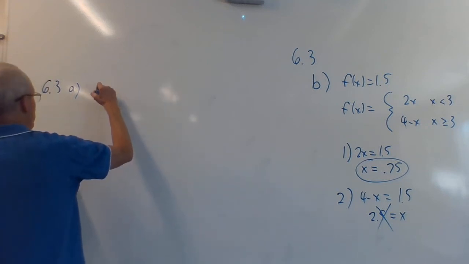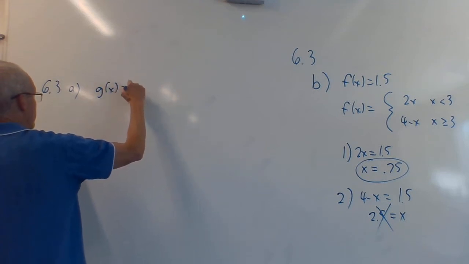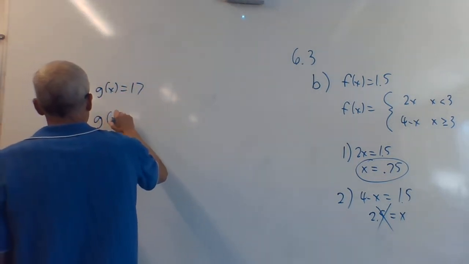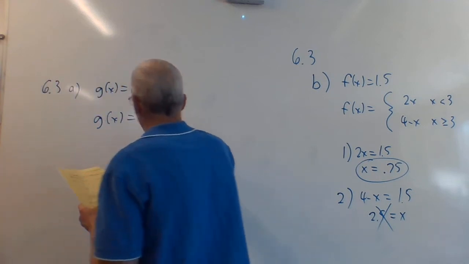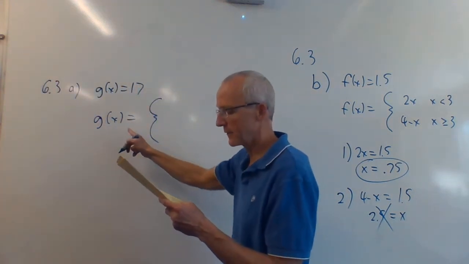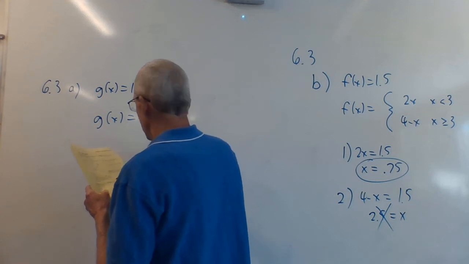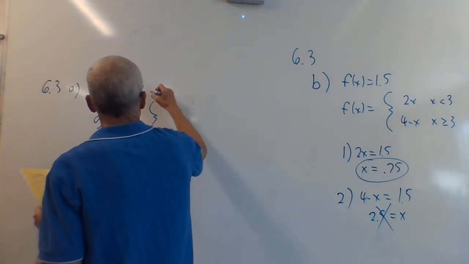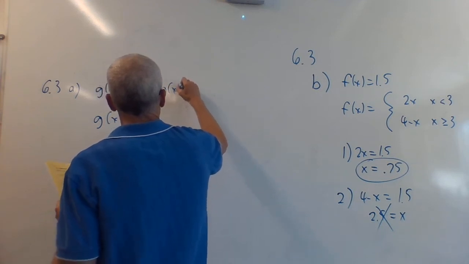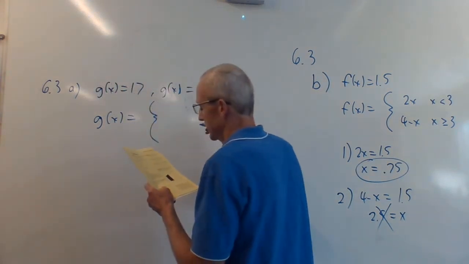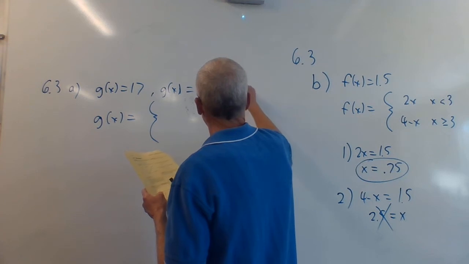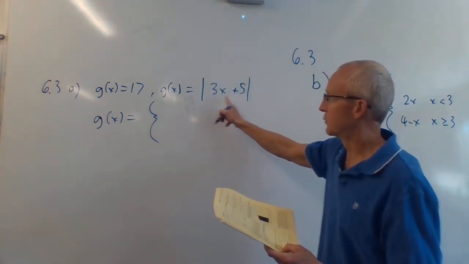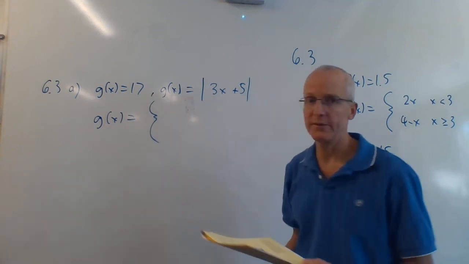g of x equals 17, where g of x is equal to, so here's our multiplier. We want to know when it is 17, and this is the function here. Where g of x is equal to the absolute value, that's the whole point, I want to get absolute value, of 3x plus 5. So this is how we define g of x. We want to know when g of x is 17.